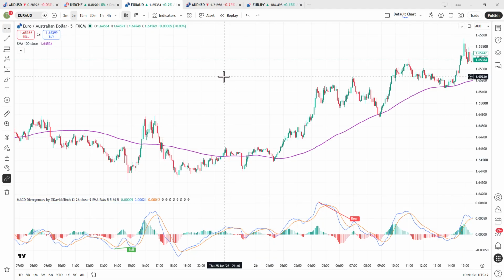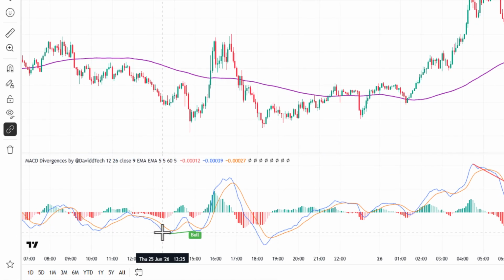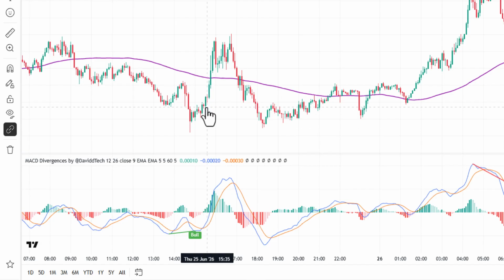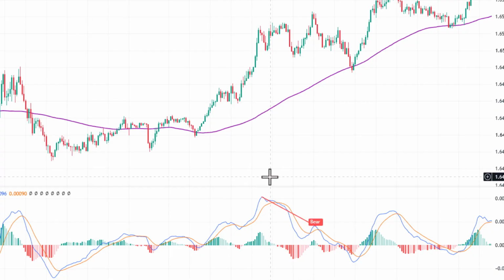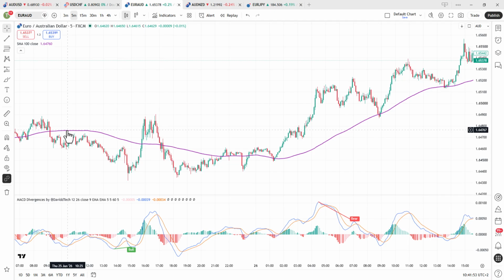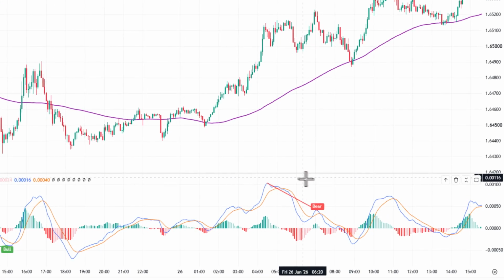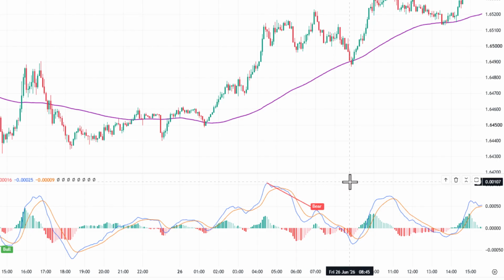What I like about this indicator is that it automatically takes note of all of the divergences. Here we have a bullish divergence, and as you can see, after the bullish divergence occurred, shortly after the price went up. Next we have a bearish divergence here, clearly in an uptrend, because I also have this 100 MA moving average here. So if the price is above the moving average, let's assume it's an uptrend. So we have a bearish divergence, but look what happened shortly after the bearish divergence occurred, which is typical. The price eventually went down.